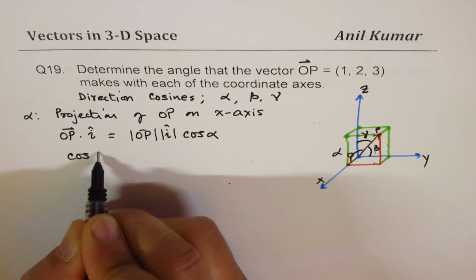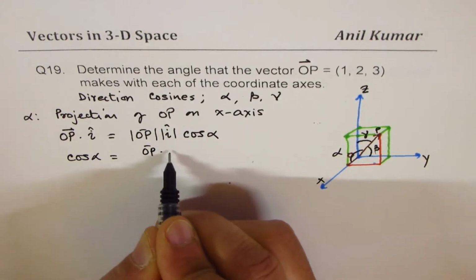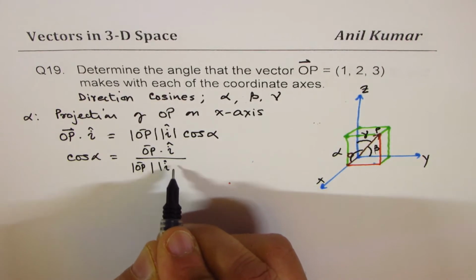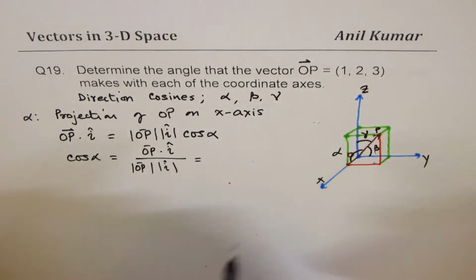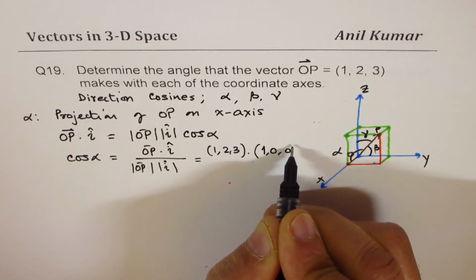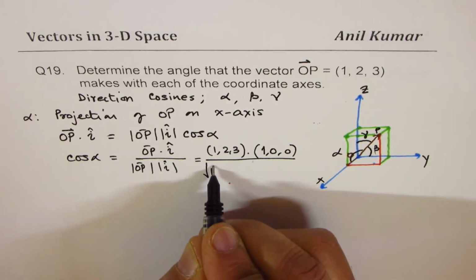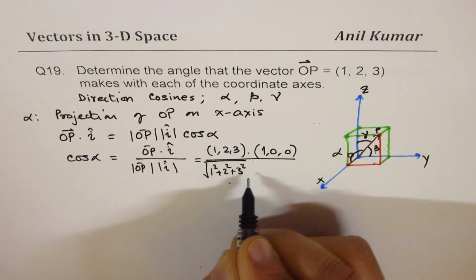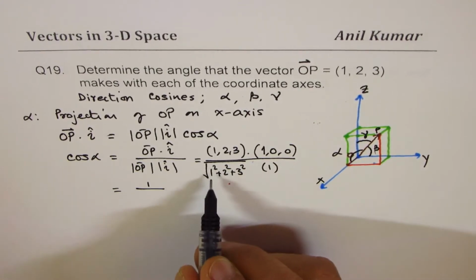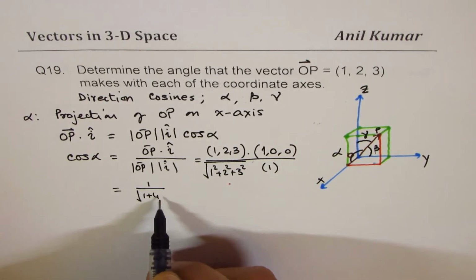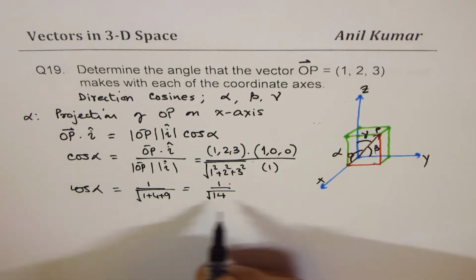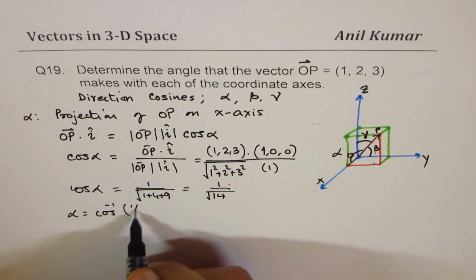So we can rearrange and write what cos alpha is. Cos alpha is the dot product of our vector with unit vector i divided by the magnitude of vector OP times the unit vector's magnitude. Correct? So the vector here is (1, 2, 3). The dot product with unit vector i, which is (1, 0, 0). And the magnitude here will be the square root of 1 squared plus 2 squared plus 3 squared, times 1. So let's figure this out. It is just 1 over the square root of 1 plus 4 plus 9. So it is 1 over square root of 14. And therefore cos alpha is this much. So alpha is equal to cos inverse of 1 over square root of 14.